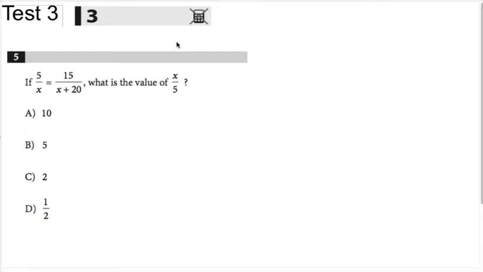So there's a couple different ways to do this. One way to do this is to go ahead and solve for x, right? And then figure out what x over 5 is. So that's probably the way that I would default to doing it, but I'm going to show you another option in a minute. So I would probably solve, right?